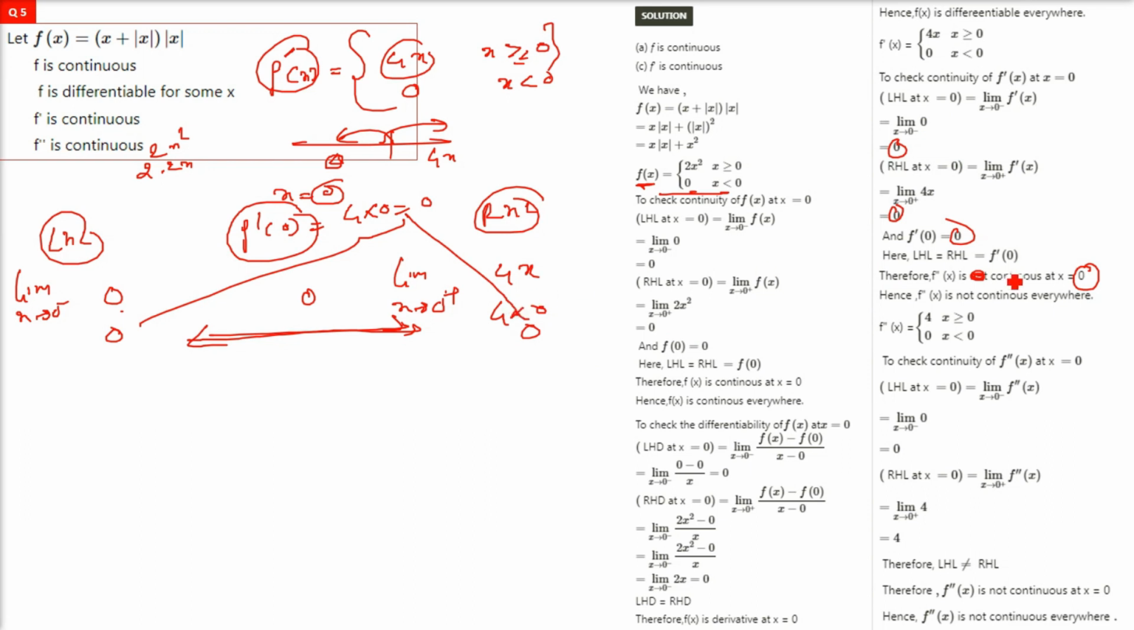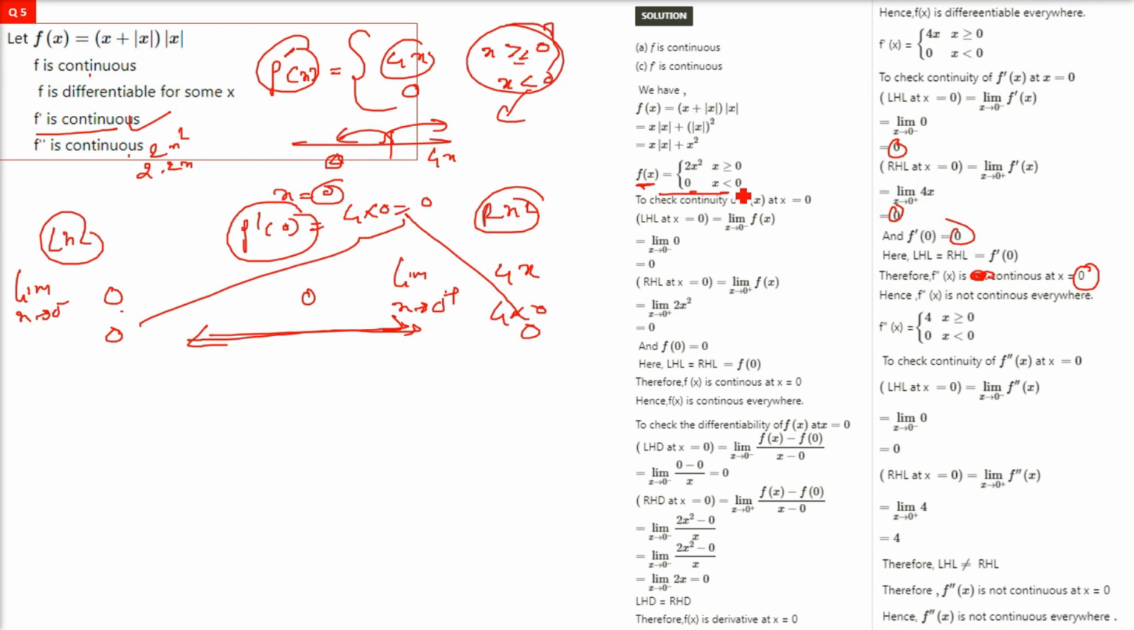Now coming to f double dash x. F dash is continuous. Yes, you can say that f dash is continuous, because once you have checked the differentiability, you can always say that it is continuous. Continuity is not the guarantee of differentiability, but differentiability, vice versa, is the guarantee of continuity. So f is continuous is correct. F is differentiable for some x is not correct. F dash is continuous, we have checked it out, it is correct. Now coming to f double dash x.